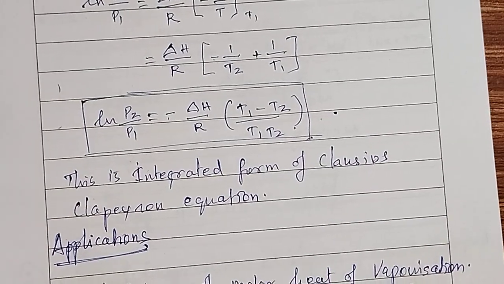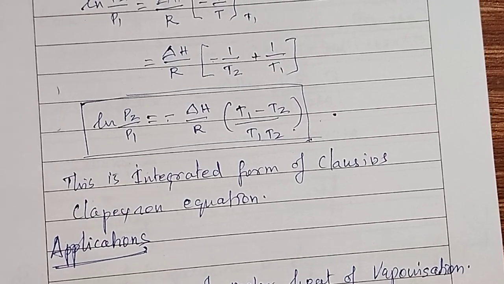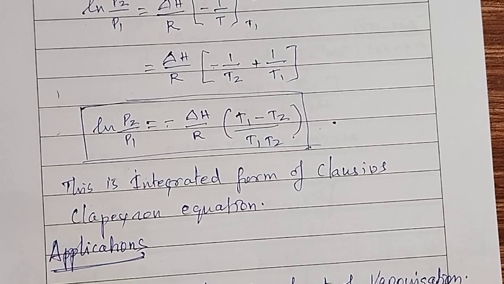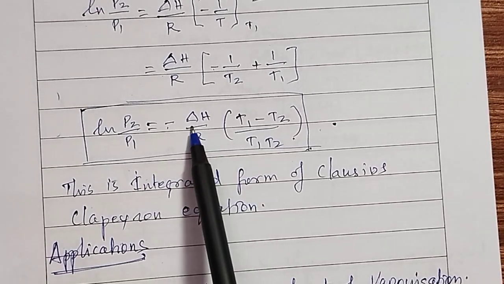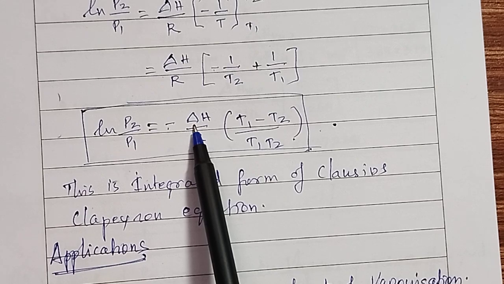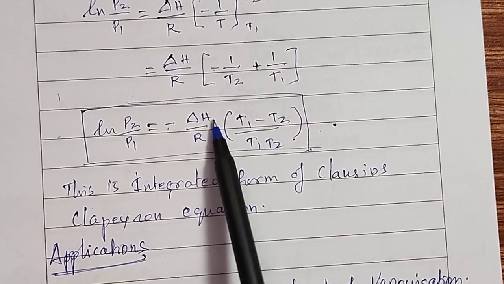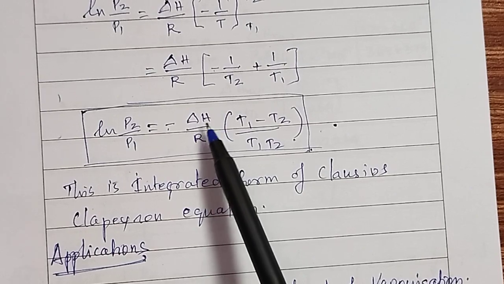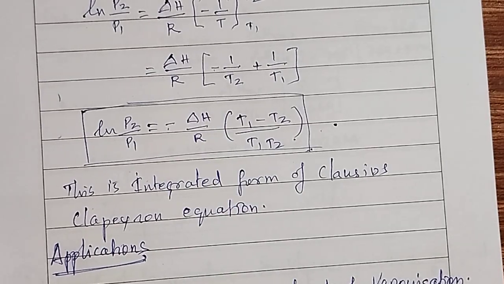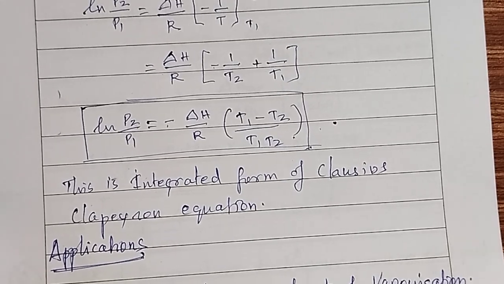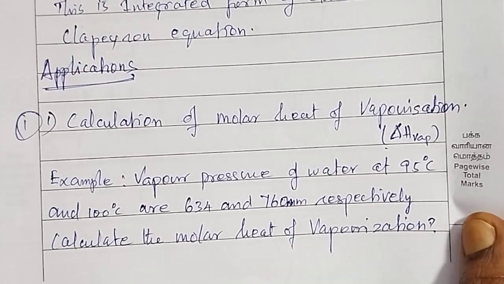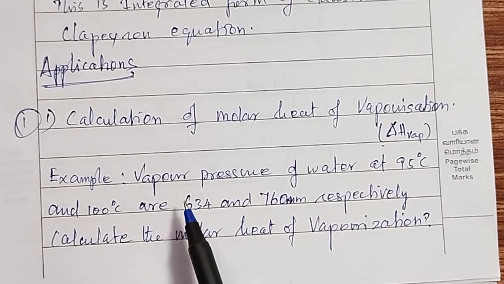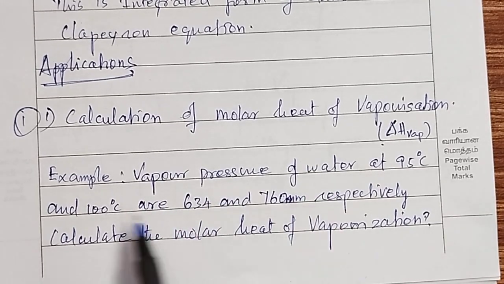Let us see the applications of the Clausius-Clapeyron equation. The Clausius-Clapeyron equation can be used to calculate the molar heat of vaporization. You can see the delta H, and if it is vaporization, we can consider this as the delta H of vaporization, the enthalpy of vaporization. We can calculate this. We shall see that with an example problem from which we can find the molar heat of vaporization.